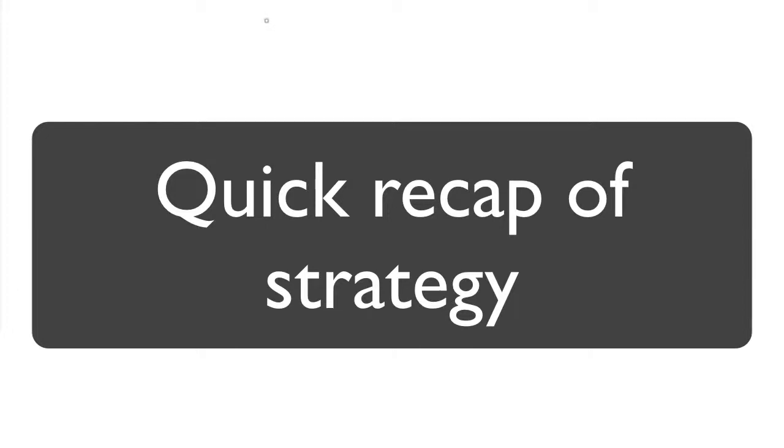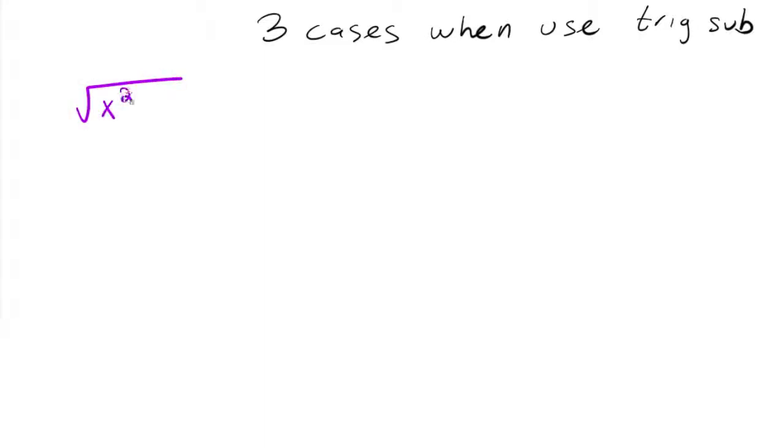Okay, so remember there are three cases when you want to use trig substitution. It's three different kinds of square roots. The first one is when you have the case x squared minus a squared. When that's the case, you're going to use the substitution x equals a secant theta.